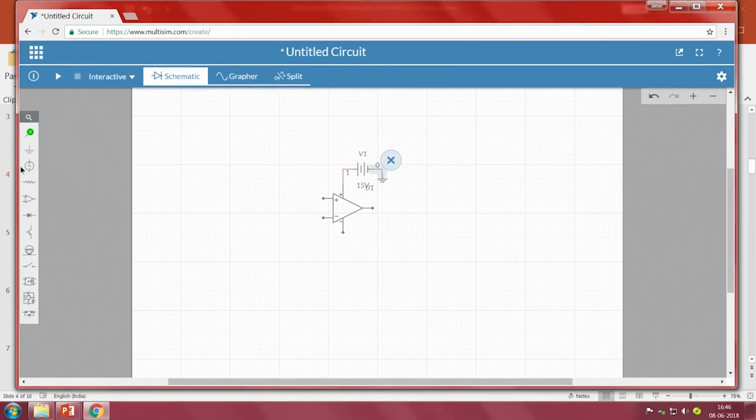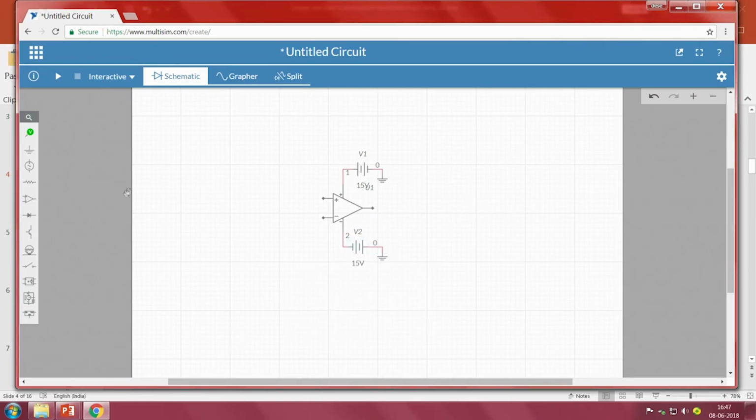Now I have to take another voltage source, because the op amp has to be provided with two different voltage sources. This is not a single source, we always have to take two independent sources. So the negative of the power supply is connected to the negative terminal. Since the amplitude is 12 and the negative is connected here, the value is minus 12 volts. Since we require minus 15, this does our requirement.